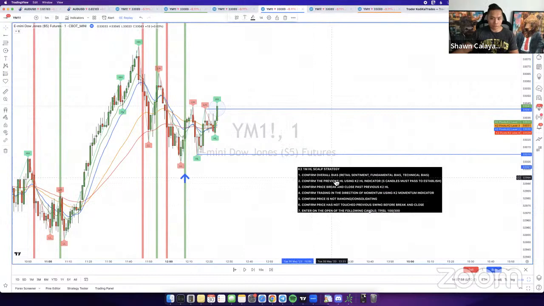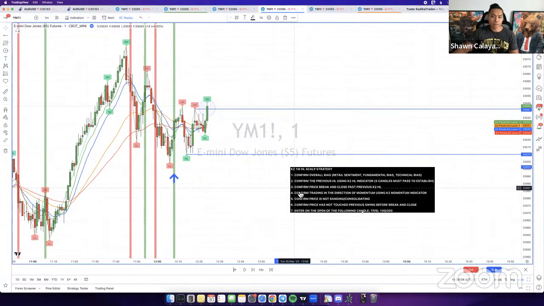Confirm overall bias. We're going to assume that it was bullish. Second, confirm the previous high low, which is right there. Third, confirm price breaking close past the previous high low, which you did on this candle here, the entry candle.